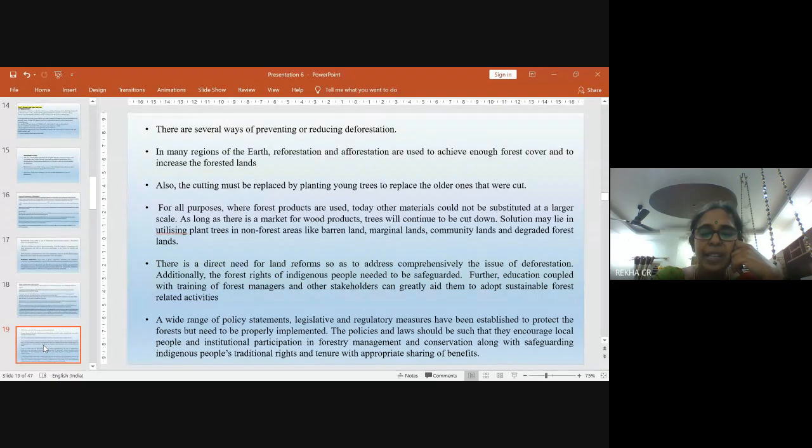So the policies and laws should be in such a way to encourage the local people and institutional participation in forestry management and conservation, along with safeguarding indigenous people's traditional rights and tenure with appropriate sharing of benefits.